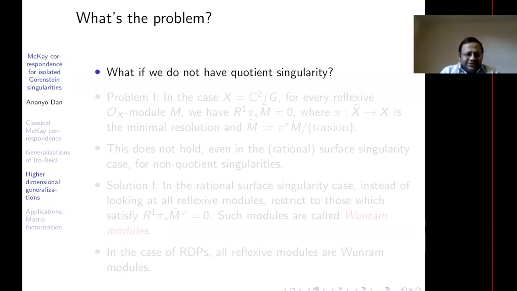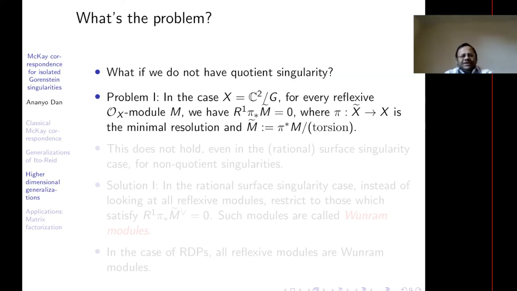Okay, so now we are in the situation that we want to discuss, which is when we do not have a quotient singularity. So what were the advantages of being in a quotient singularity situation? First, in the case when you really are in the surface singularity case, you have this very nice result which says that when you pull back the reflexive module to the minimal resolution, take out the torsion, apply the higher direct image and push it down again to X, you get zero. So in this case, we have that R^1 pi_* of M tilde vanishes.